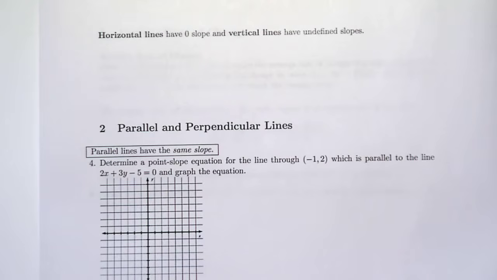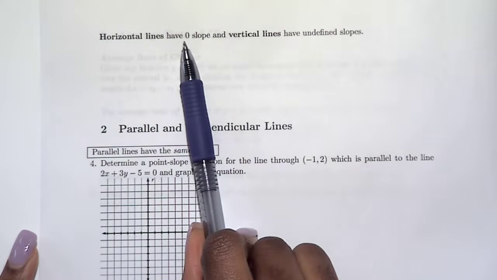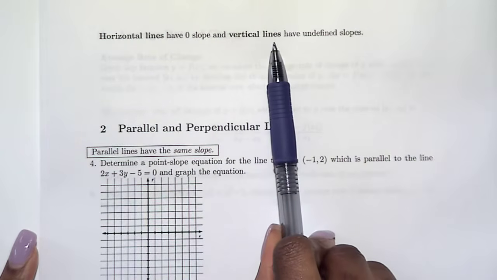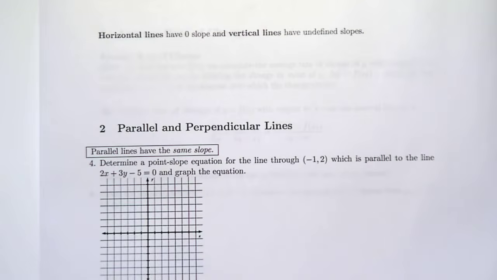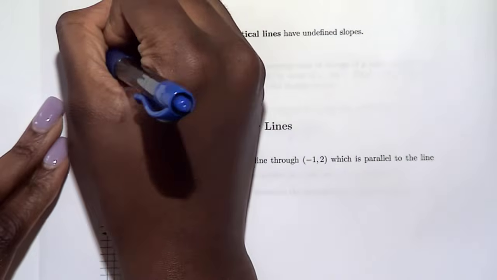Alright, so now we're going to talk about two special kinds of lines and their slopes, and actually knowing the slopes of these two types of lines is very important in calculus. I've had so many students forget this and it makes life harder for them. So don't forget that horizontal lines have zero slope and vertical lines have undefined slopes. Okay, so let's talk about both of them. Let's talk about horizontal.